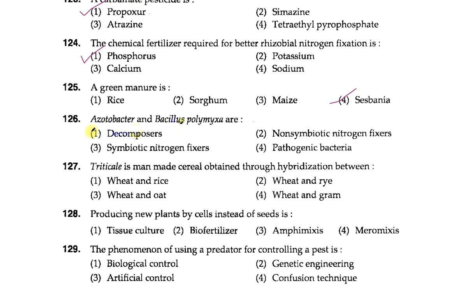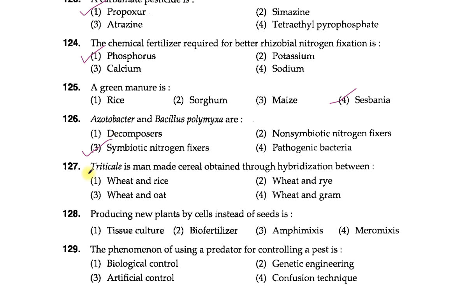126. Azotobacter and Bacillus polymyxa are 1. Decomposers, 2. Non-symbiotic nitrogen fixers, 3. Symbiotic nitrogen fixers, 4. Pathogenic bacteria. Here the correct one is 3, symbiotic nitrogen fixers. They fix nitrogen in the rhizospheric soil.